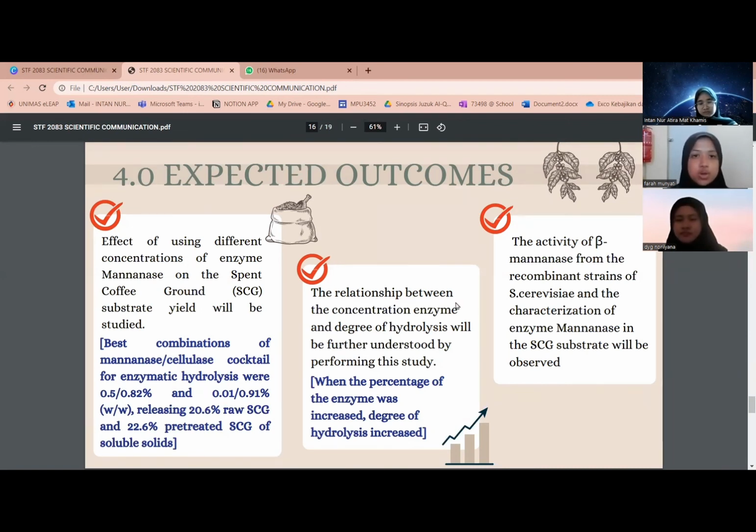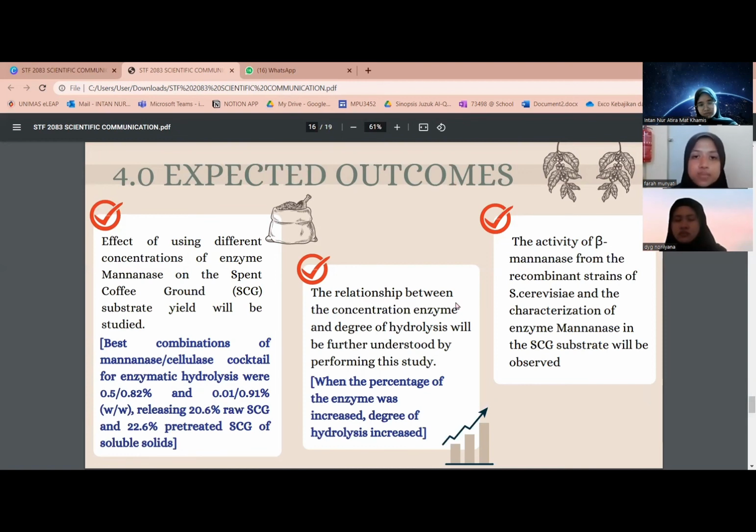By the end of this study, it is expected that the effect of using different concentrations of enzyme mannanase on spent coffee ground substrate yield will be studied. The best combination of mannanase cocktail for enzymatic hydrolysis was 0.5 over 0.82% and 0.01 over 0.91%, releasing 20.6% raw SCG and 22.6% pre-treated SCG soluble solid.